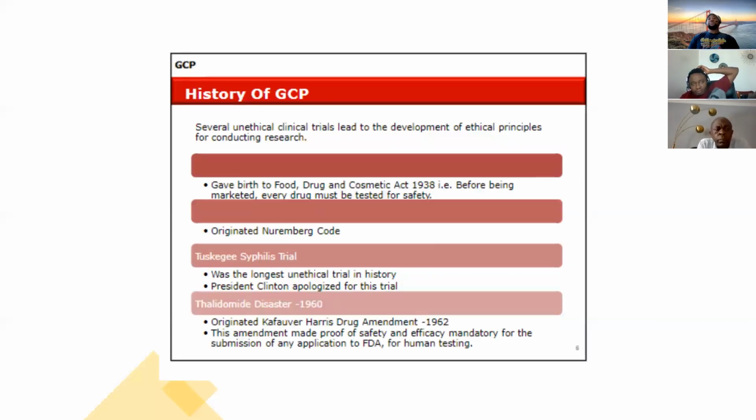The history of GCP. Several unethical clinical trials led to the development of ethical principles for the conduct of clinical research. One, it gave birth to the Food and Drug Administration Act in 1938. That is, before being marketed, every drug must be tested for safety. It also gave rise to the Nuremberg Code. The Nuremberg Code is something that I will ask you guys to also take a look at.